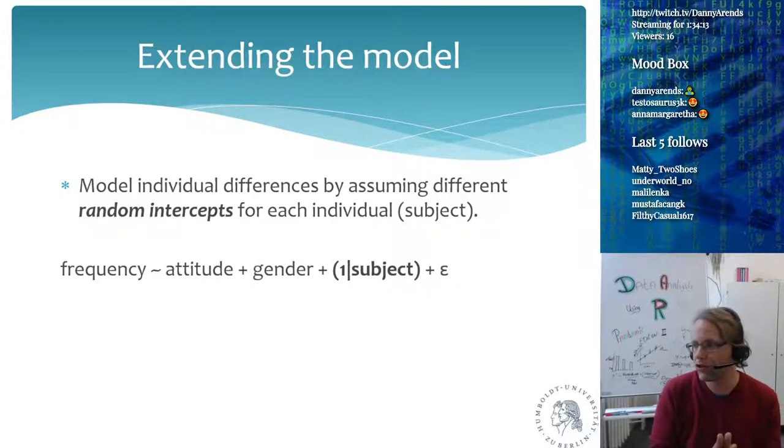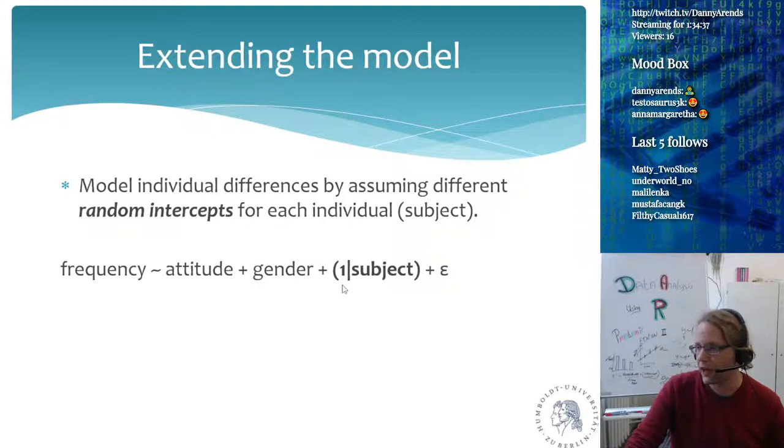So you can do this in R by building up a model which looks like this. You're saying that the frequency is based on the attitude, so the setting that we're in, formal or informal. It's based on if you're a male or a female. And there is a subject-specific component. So I say 1 by subject, right? So the first part is the slope, and the second part is the intercept.